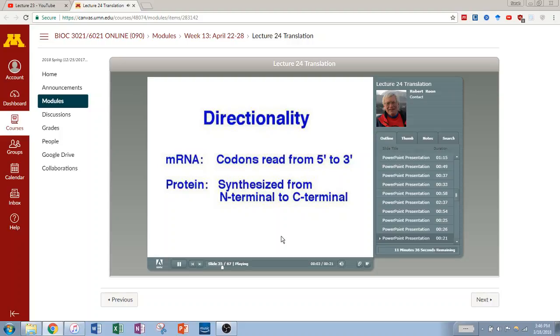During protein synthesis, the codons are read from the 5' to the 3' end of the messenger RNA. The protein is synthesized starting at the amino terminal end, proceeding towards the carboxyl terminal end. In prokaryotes, the first amino acid at the amino terminal end is usually F-met.